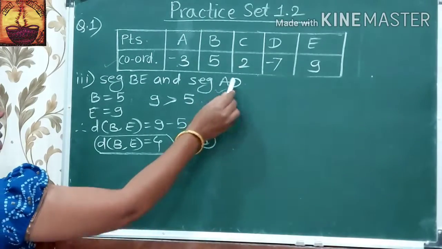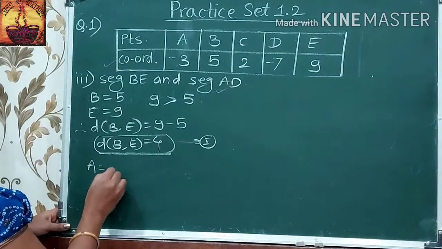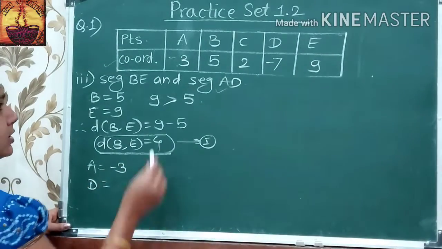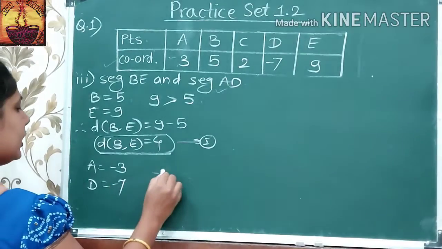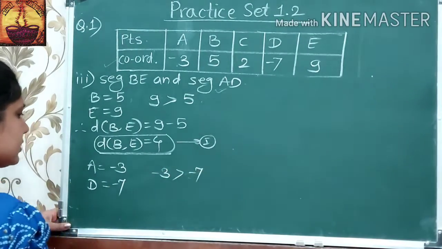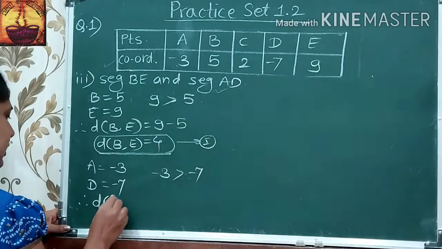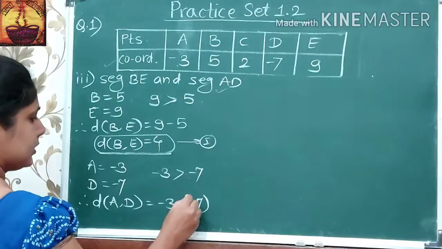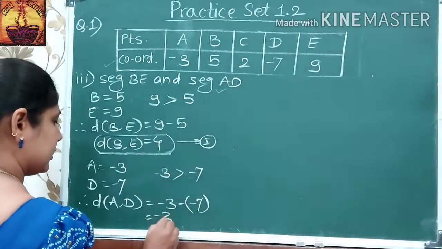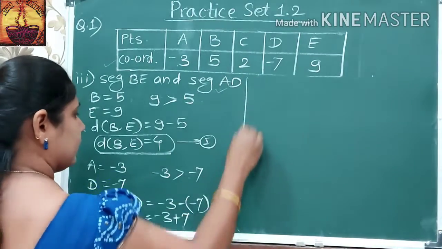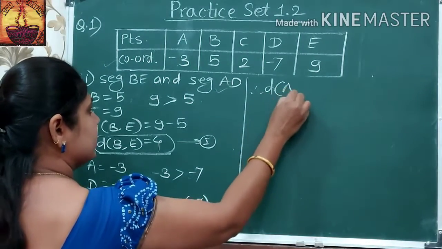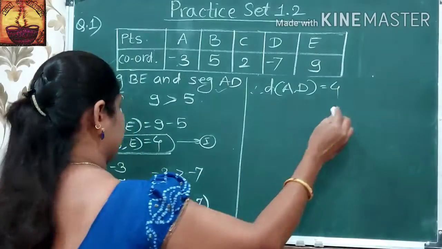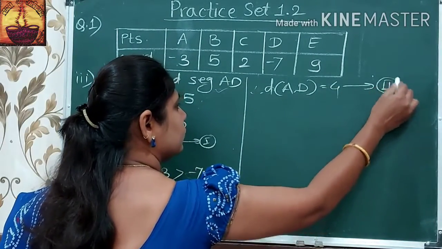Similarly, we calculate distance AD. Here coordinate of A is minus 3 and coordinate of D is minus 7. We know that minus 3 is greater than minus 7. Therefore, distance AD is equal to minus 3 minus of minus 7 is equal to minus 3 plus 7. Therefore, distance AD is equal to plus 4. Let us consider it as number 2.